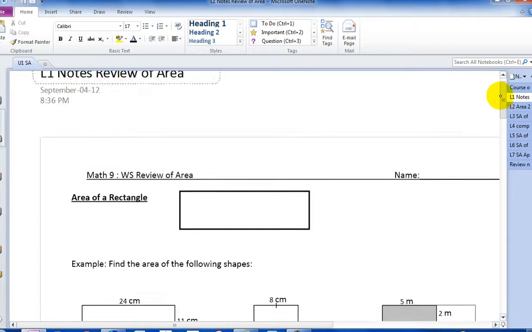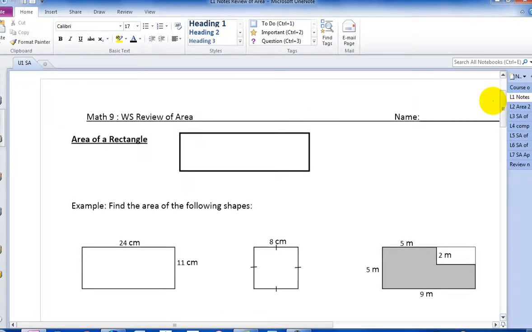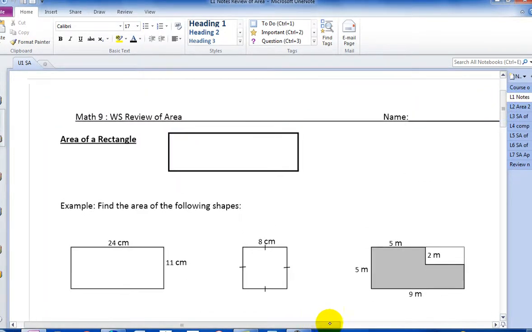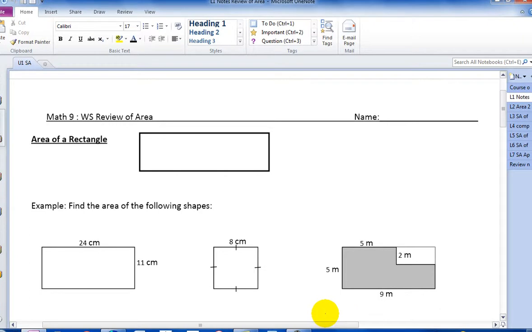Okay, so these are your notes, worksheet review of area. Is that what you guys have, first page? Or does it say notes on there? Notes, this one? Perfect. Area of a rectangle, area equals length times width.